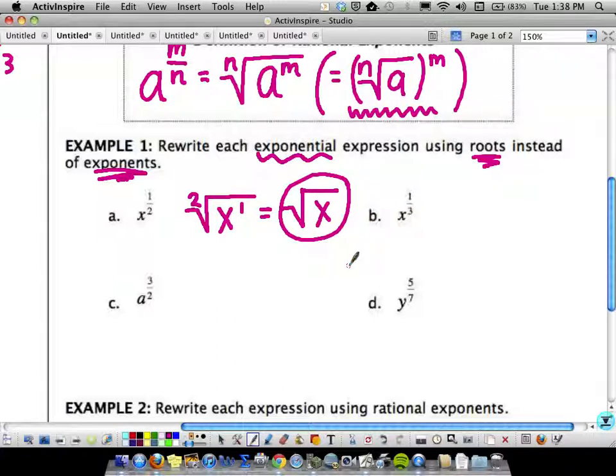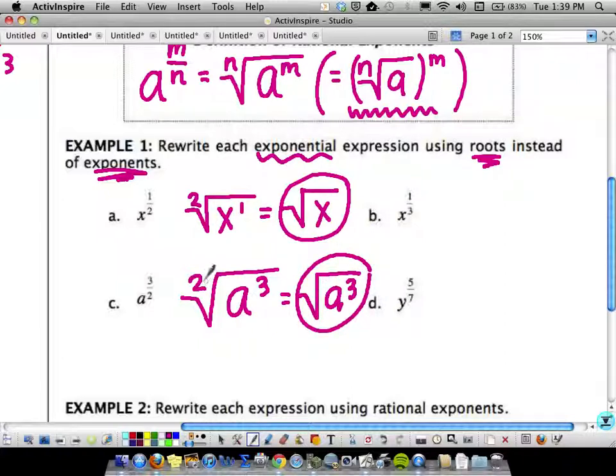I'm going to skip down to part C, so take a look at that one. For part C, we have a to the 3/2 power. We're going to switch to root notation. The denominator of the fraction is the type of root you're taking. And then underneath the radical, we keep that base of a, and we raise that base of a to the numerator from the fraction. Again, here we have the square root of a to the third. So we don't actually need to keep that 2 to show that it's a square root. So we'll rewrite our final answer as the square root of a to the third.